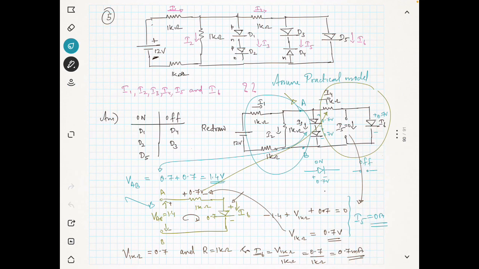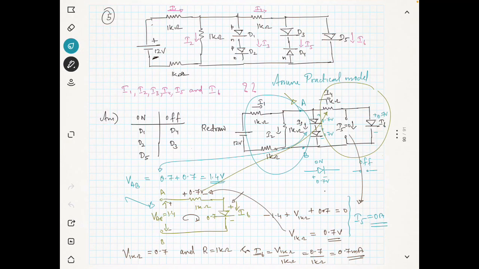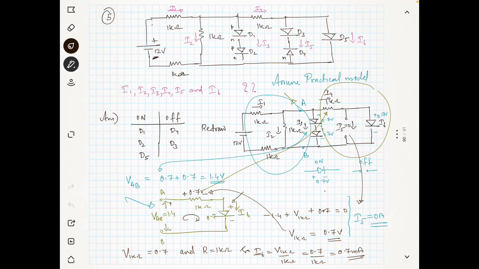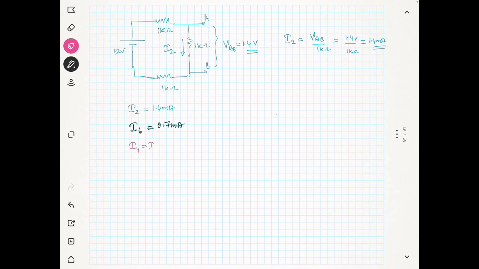And we have already I6 as 0.7 milliampere. Next we can see directly from the problem that I4 and I6 are the same current, because I5 is equal to 0. So we know that I4 is equal to I6, so this is 0.7 milliampere.